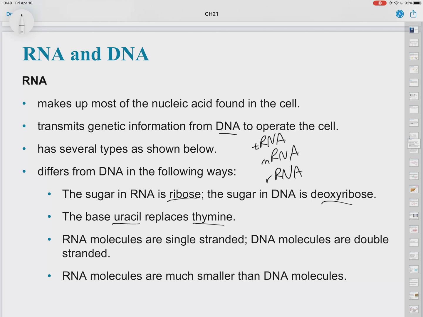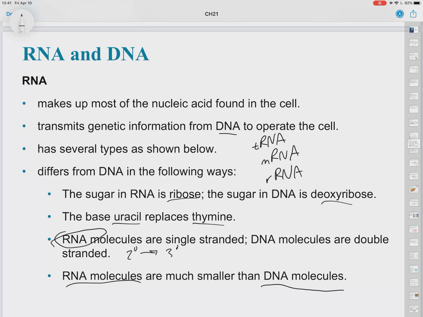Okay, let's see, we know the difference between the sugars. We know that uracil is there instead of thymine. Here's another difference we didn't know: RNA strands are single, and DNA is the double helix. So we don't see RNA forming those double helixes, though we do see RNA forming secondary and tertiary structures, which we don't see DNA doing.